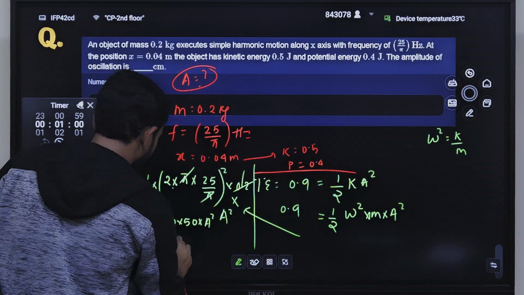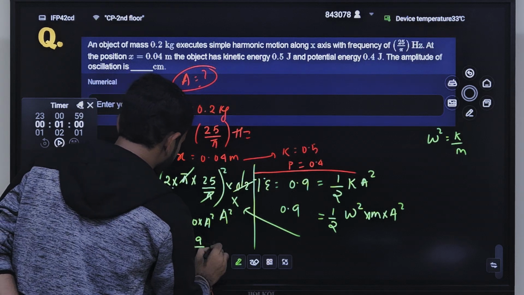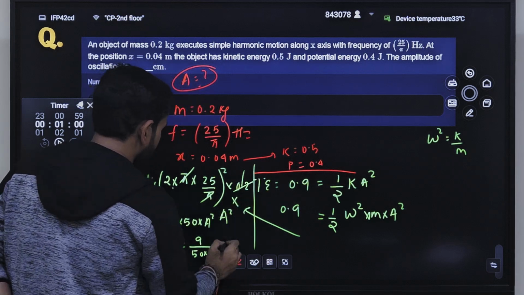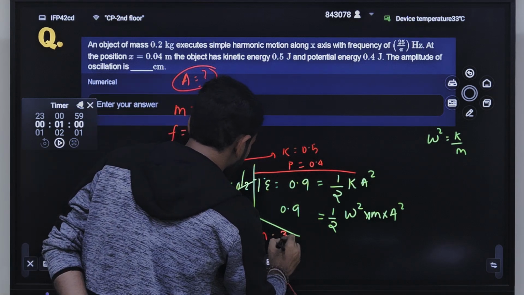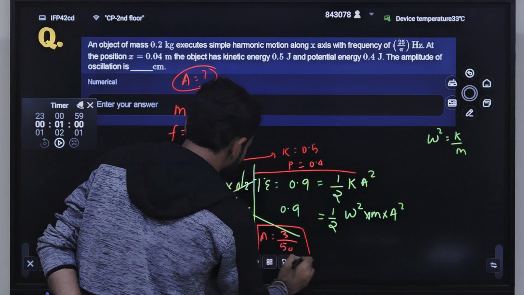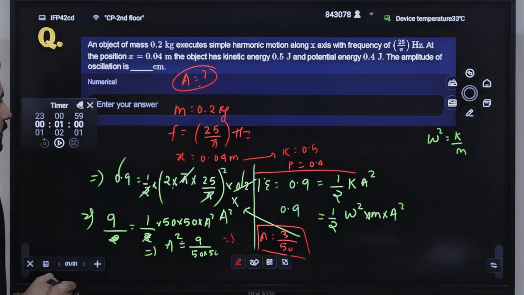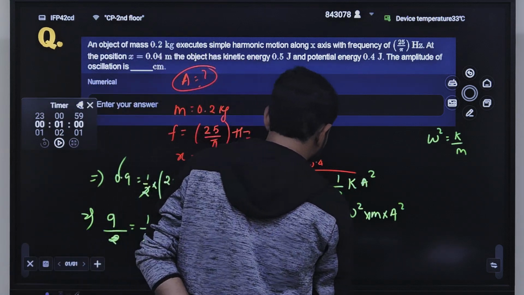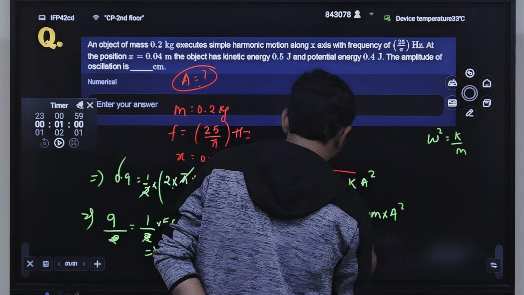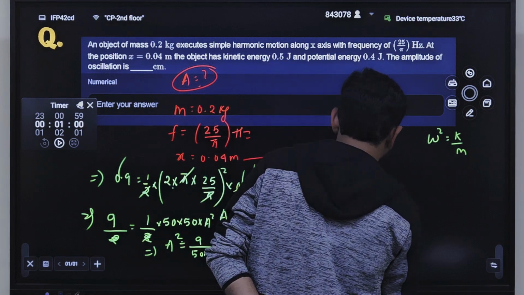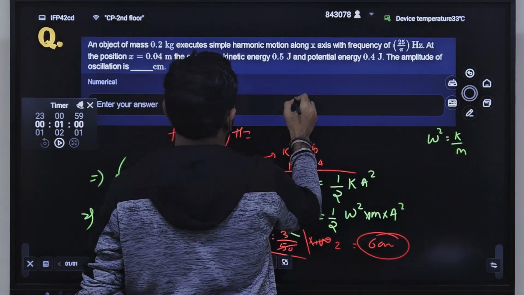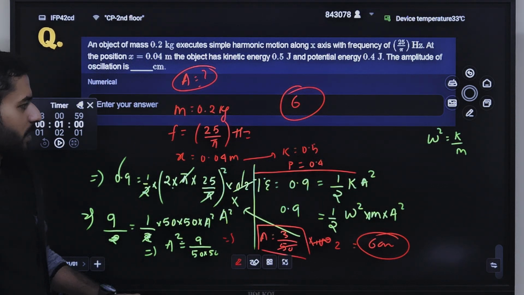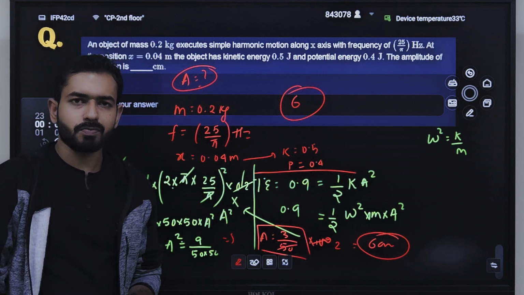That means what can I write? A square is nothing but equal to 9 divided by 50 into 50. That means what is the result? Take the square root, you will get A is equal to 3 divided by 50. Amplitude is nothing but 3 divided by 50. Now let's compare here. It is given in centimeter, here we are putting in standard units. Now I will multiply it by 100, 50 into 2. That means how much in centimeter? 6 centimeter is the answer. That means the numerical answer is nothing but 6. Is it clear? There was a little bit of calculation, but still it is a formula based question.